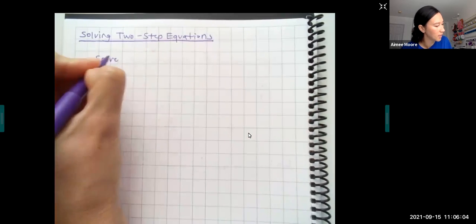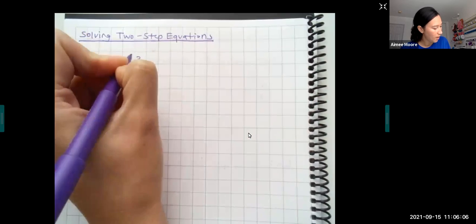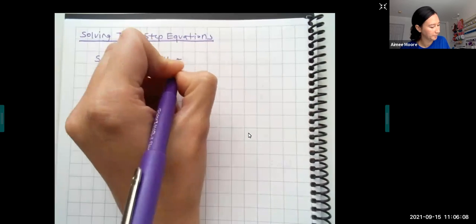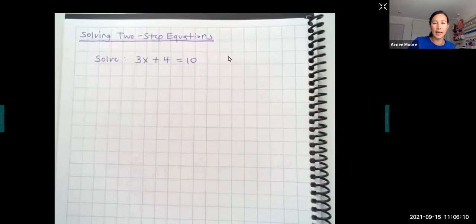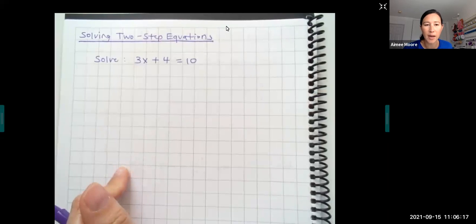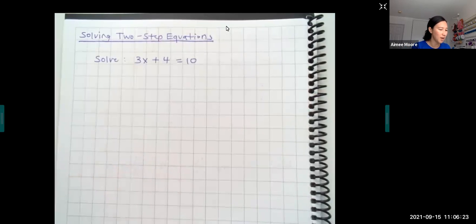Okay, so the problems we're going to see today are something like this. Solve 3x plus 4 equals 10. So again, we're in the notes workbook. If you're just joining us, go ahead and open to the next blank page you have in your notes workbook and copy down these notes because then you're going to be turning them in for credit.